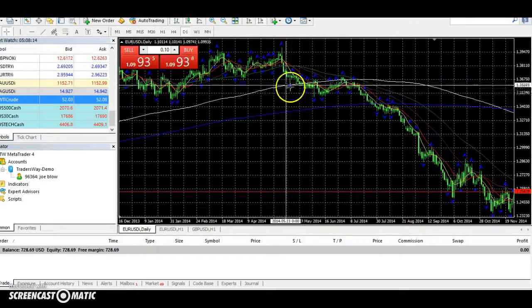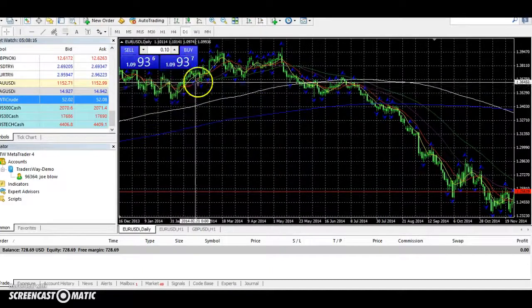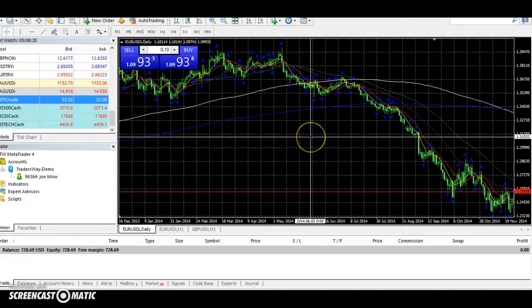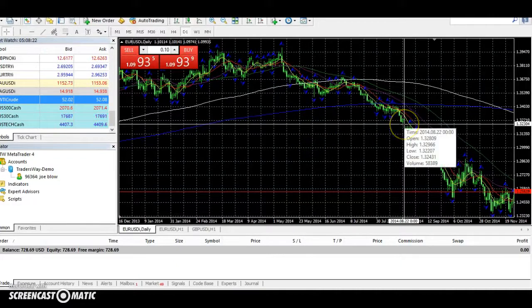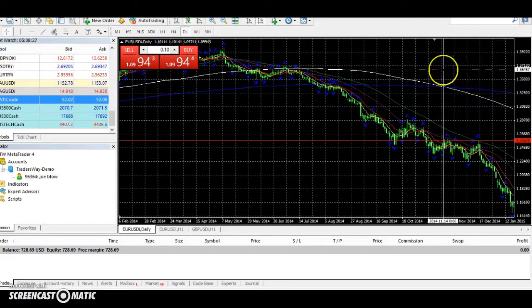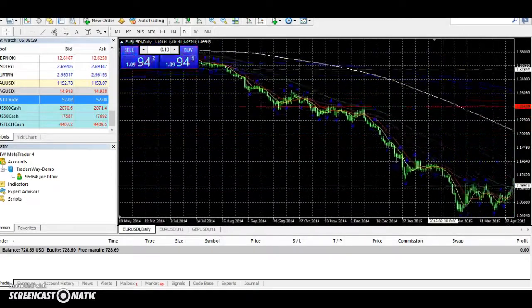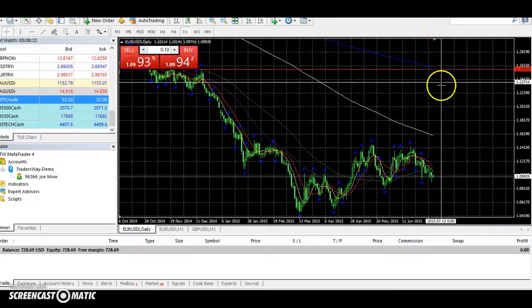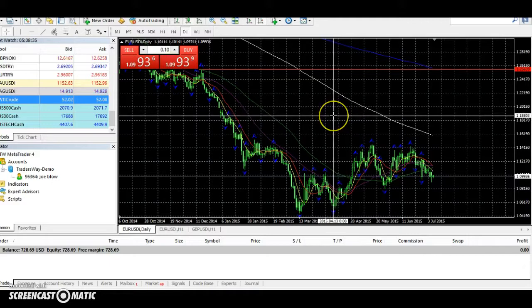As soon as it crossed that support, see how it's tapping it, and then cross. It's amazing. And then what do we learn about the explosion? What do we learn? This is the day chart. What happens when the 200 crosses the 400? An explosion.